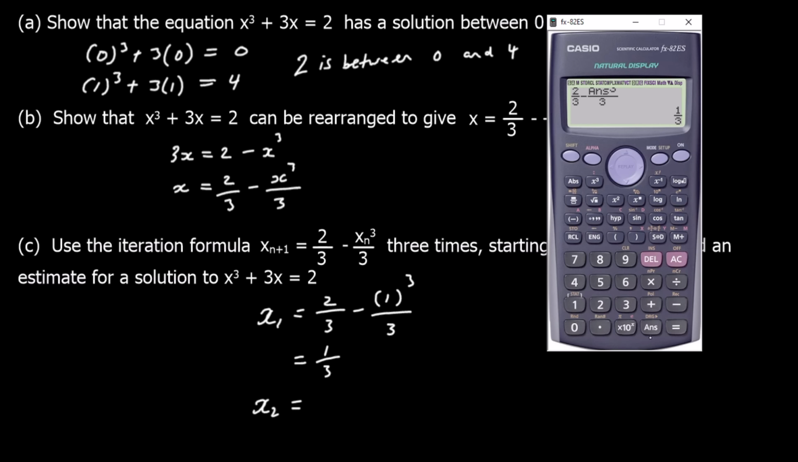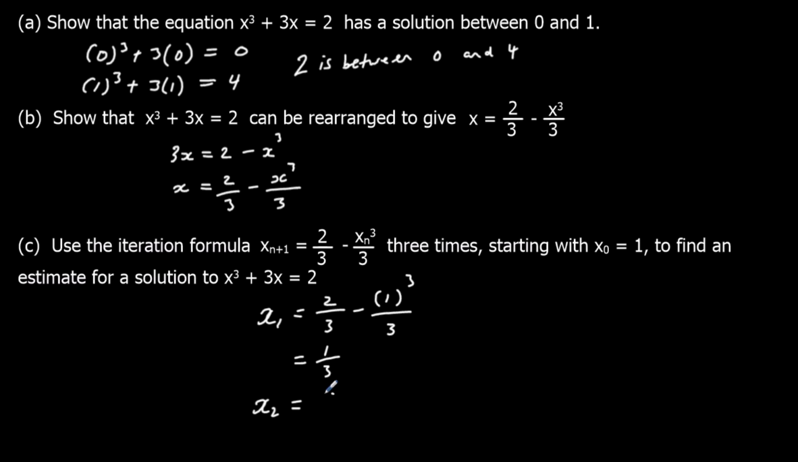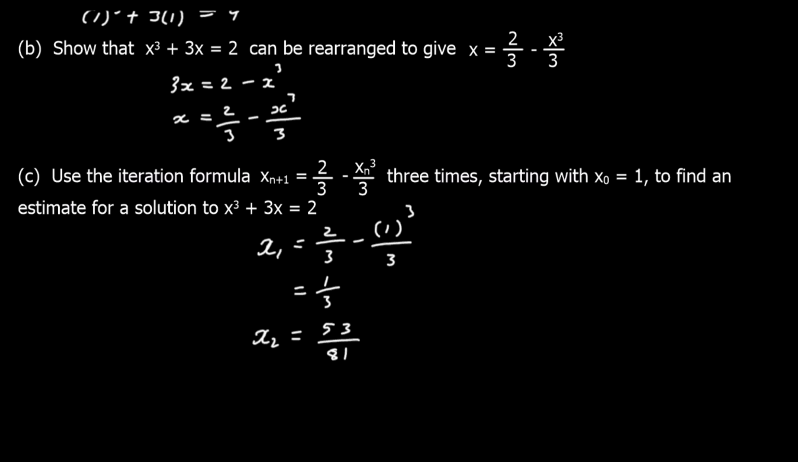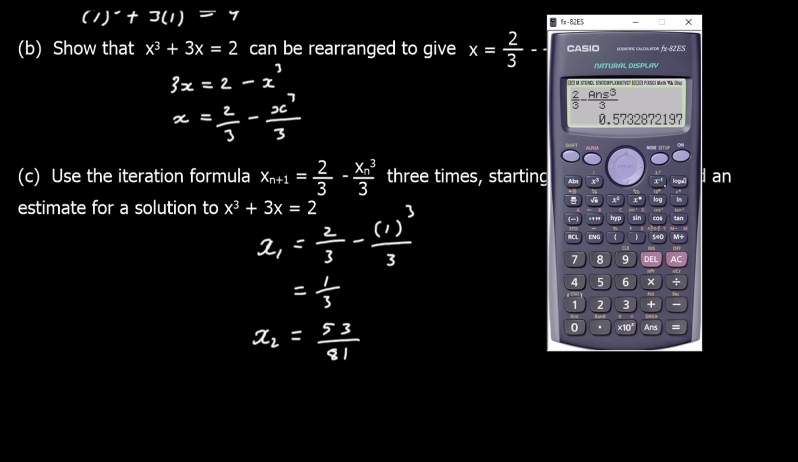x2, just press equals again. And I'll leave it as a fraction, so 53 over 81. And x3, press equals one more time. And it's 0.573287, and so on.